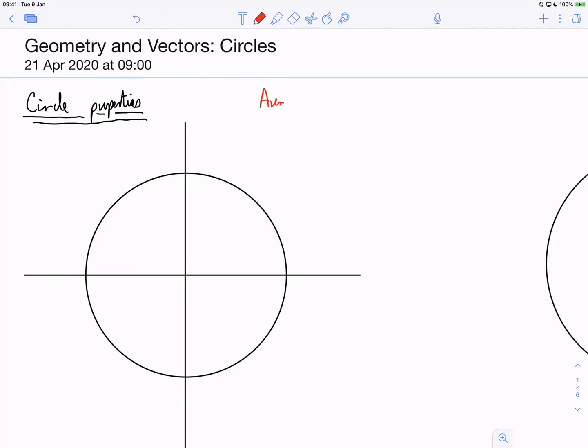The area of a circle is just pi times the radius squared, and the circumference, which is the length going around the outside, is just 2 times pi times the radius, or just pi times the diameter d. I don't particularly care which one you use, just make sure you get it. So let's define some things. The radius is a line from the center of the circle to the edge of the circle. We'll call that r.